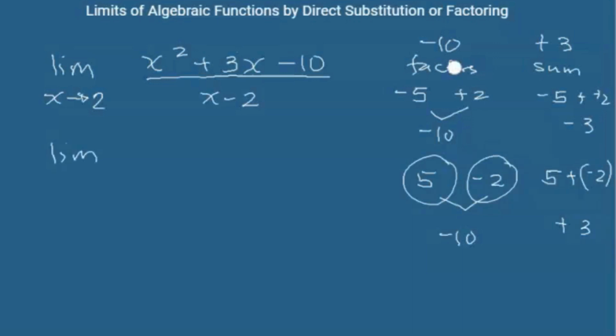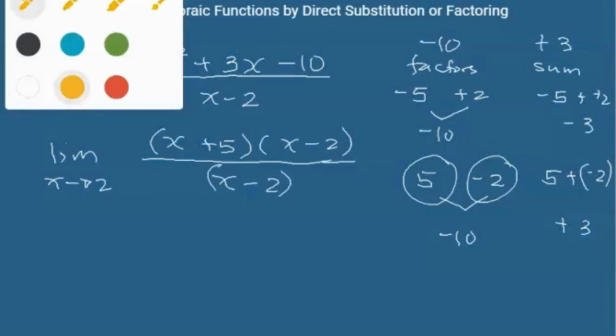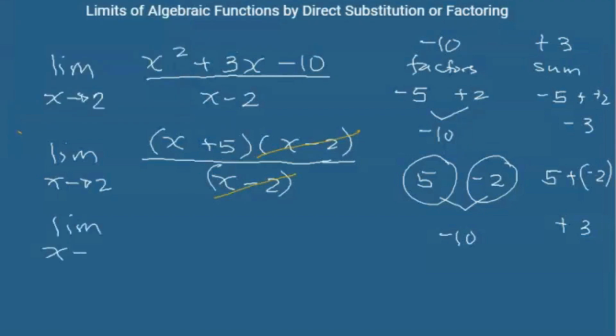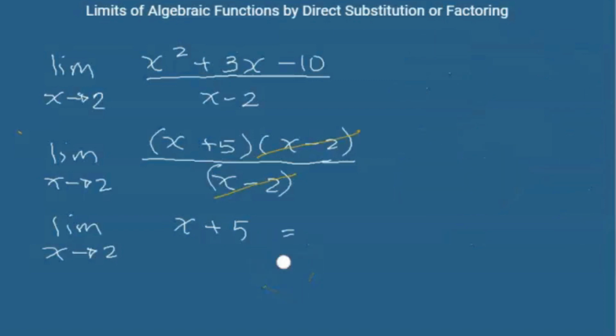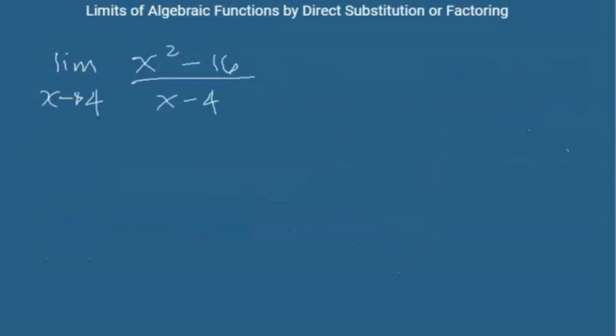So the limit as x approaches 2, the factored numerator would be (x plus 5) times (x minus 2) all over (x minus 2). So again, we can cancel x minus 2. So we'll have the limit as x approaches 2 of x plus 5. And then we can use substitution. So this will be f of 2. So this would be 2 plus 5. So the answer is 7.